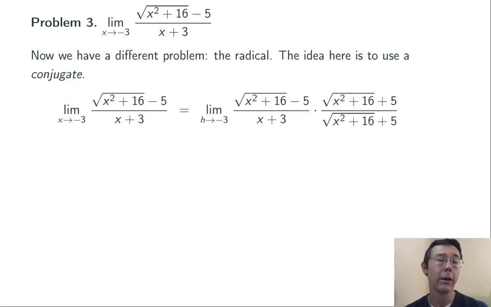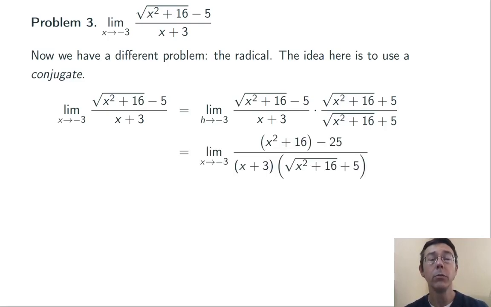I'm going to take that radical in the numerator, square root of x squared plus 16 minus 5, and just change the minus 5 to a plus 5. I want to multiply the numerator by that whole expression. Then I have a product of the form (a minus b) times (a plus b), and so the difference of squares formula will help us out. If I'm going to multiply the numerator by the square root of x squared plus 16 plus 5, I have to multiply the denominator by that as well. Otherwise, I've changed the expression, which I don't want to do.